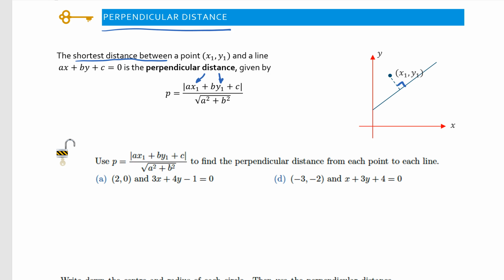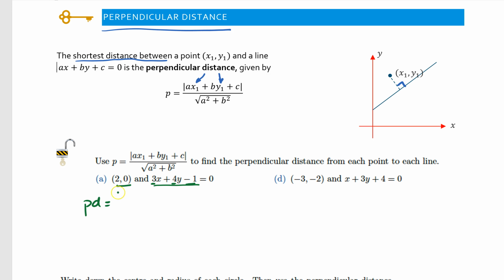So in these examples, we want the perpendicular distance from the point 2, 0 to this line. Now it's important to check that the line is written in standard form, because that might be something that they will throw in to confuse you. But once we have checked that, then this is A, this is B, and -1 is C, and this is X1, Y1. So we just go to our formula.